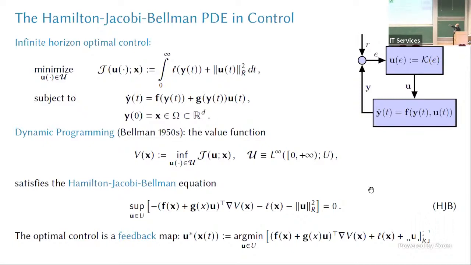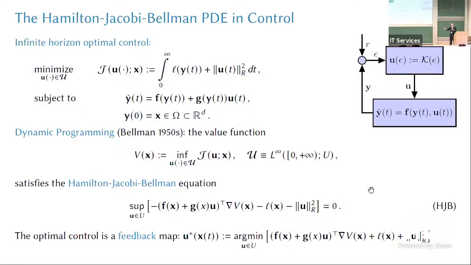So you might forget this first part of the slides, but at the end, the bottom line here is that all the things that I want to do boil down to solving a nonlinear partial differential equation in a high dimensional space. And the reward for doing that is that I will recover an optimal control that is a feedback map.